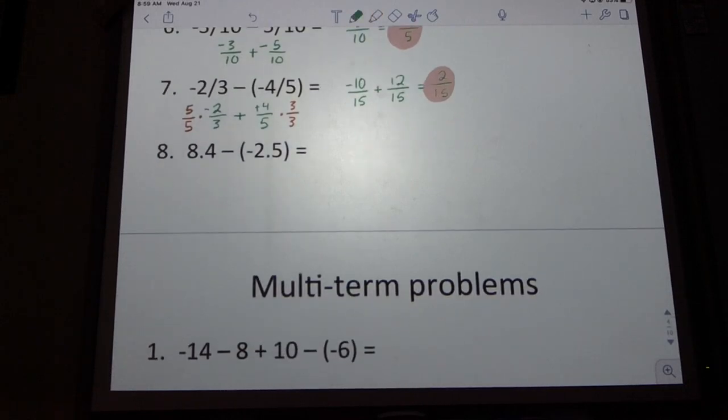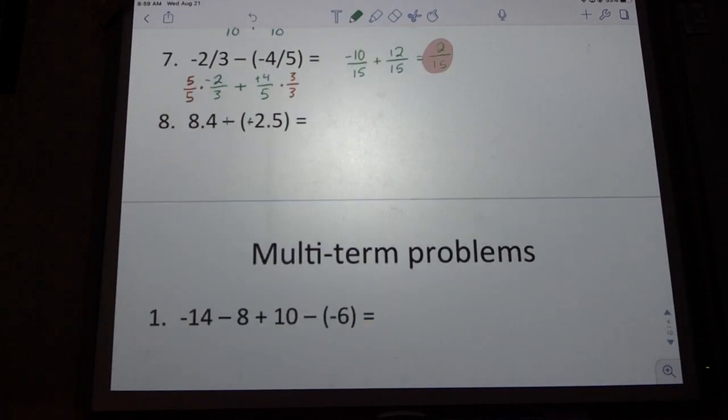Last one, chunka. 10.9. And they're both positive, so the answer is positive.